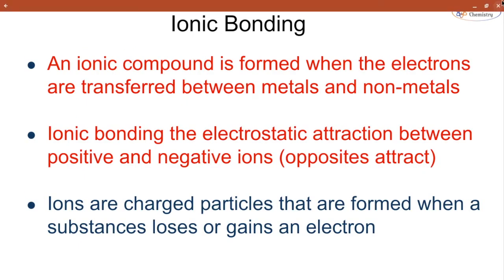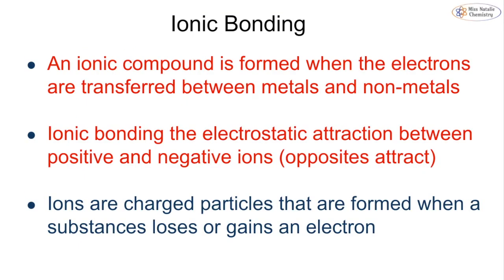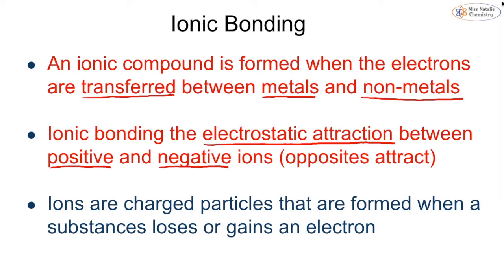So what do we mean when we're discussing ionic bonding? Well, an ionic compound is formed when we get electrons being transferred between metals and non-metals. So an ionic substance will always contain at least one metal and one non-metal. And it is the electrostatic attraction between positive ions that are formed and negative ions. And all types of bonding will all be a form of electrostatic attraction.